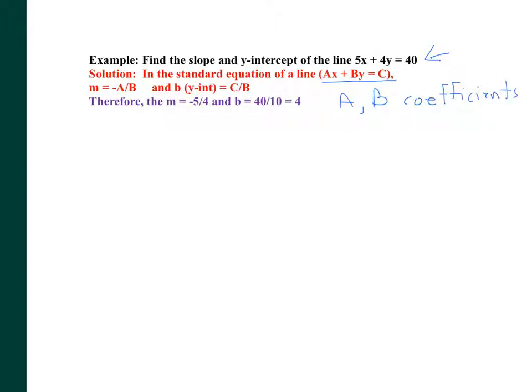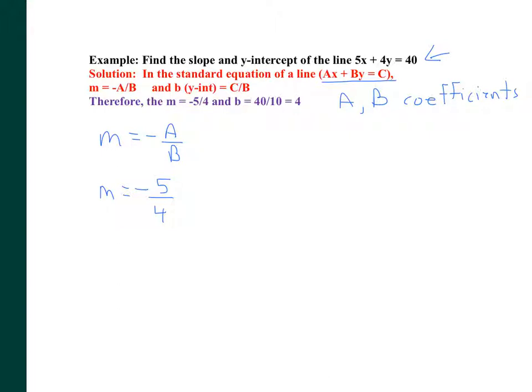So the only thing we need to do here, if we're looking for the slope and the y-intercept, we have a couple of shortcuts that we can use. Slope is always negative a over b for an equation in this form. So when we're being asked to find the slope, we just take the value for a, which is 5, and the value for b, which is 4. We get negative 5 over 4 for the slope of this line.